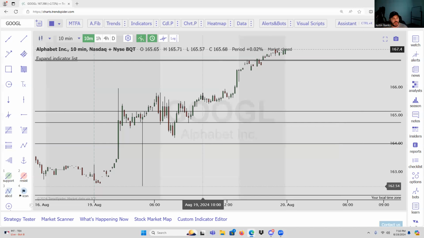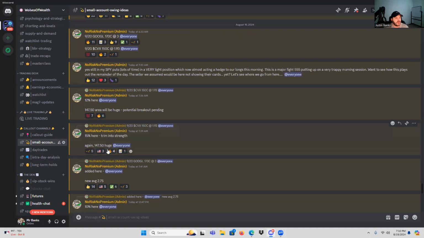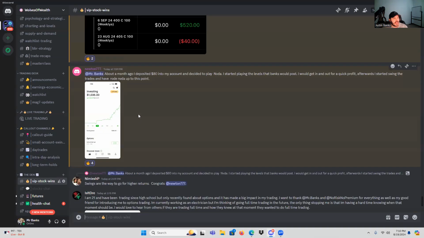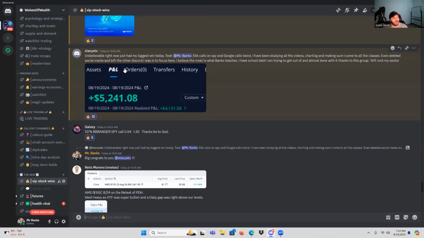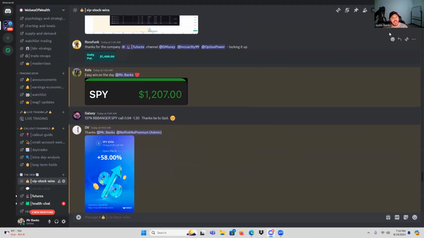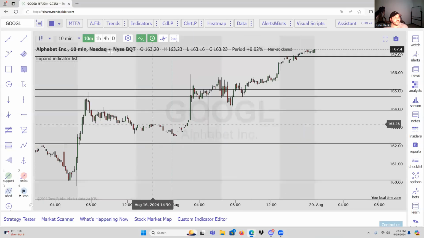As you guys know, these are real trades taken in the group. We hit SPY up, down, up, all the way around. We also hit Google in our small accounts, both in day trades, and you could see we also took Google as a swing for all of our small account holders. You can see the team has been on an absolute run, hitting new highs every single day. But you guys came here for the trade recap, so let's get into it.